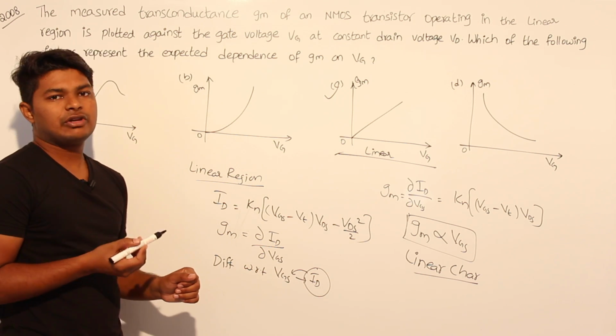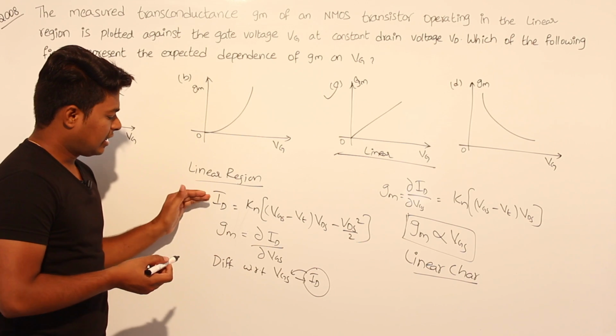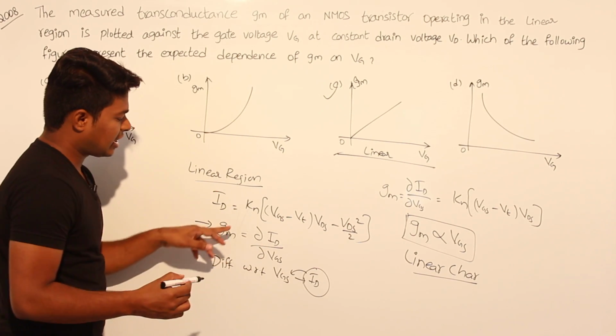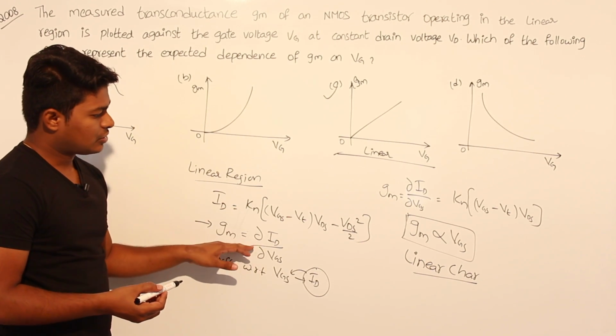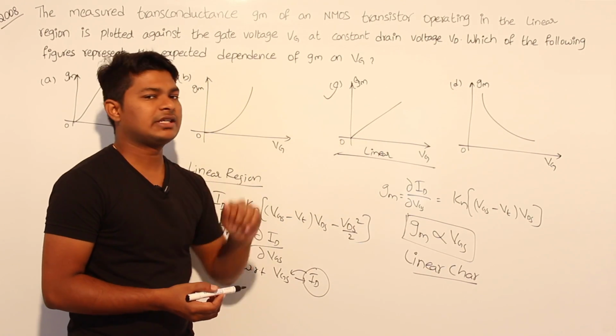The point which you need to remember here is the drain equation for this transistor, and GM is given by differentiating the above equation with respect to VGS. So from there we can get GM is directly proportional to VGS, such that option C is the answer.